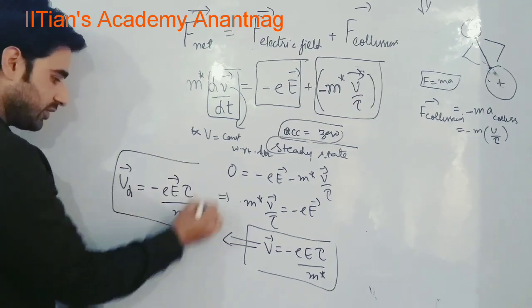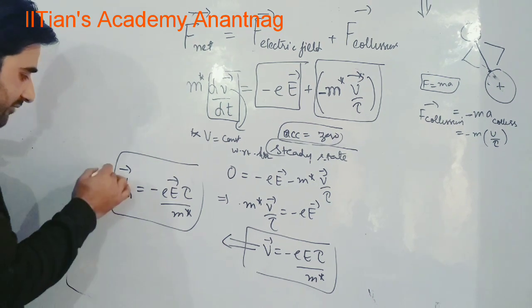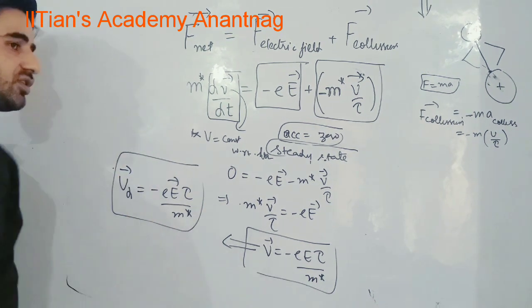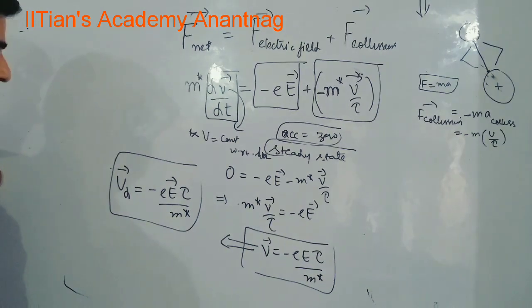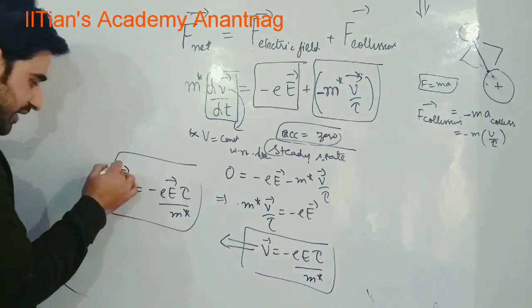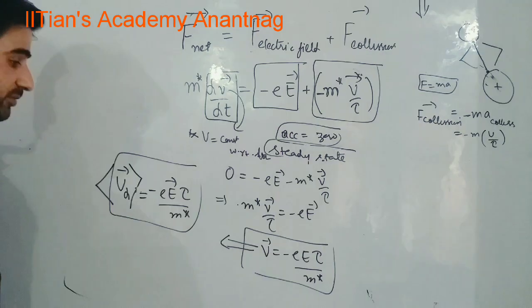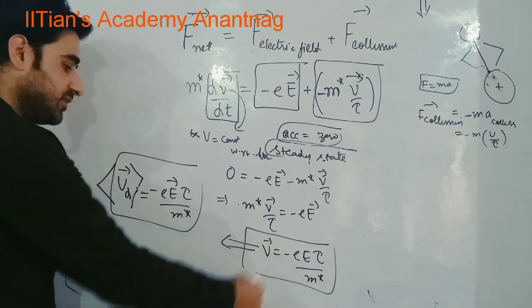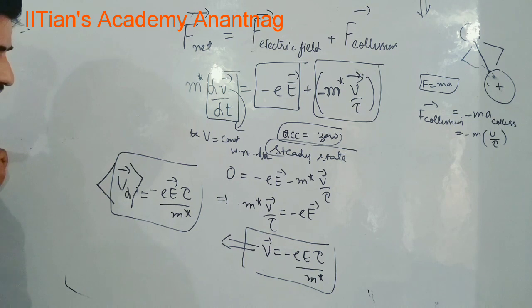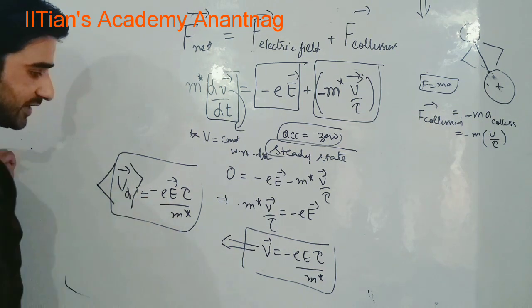Now, this is true for a single electron. For n number of electrons, I will take the average, and this average is called the ensemble average. You need not look for ensemble and all. This is simply average. What I did for a single electron, I have to take for n number of electrons. So the net average terminal velocity gained by the electrons is what we call drift velocity. It is clear that it is opposite to the direction of the electric field.